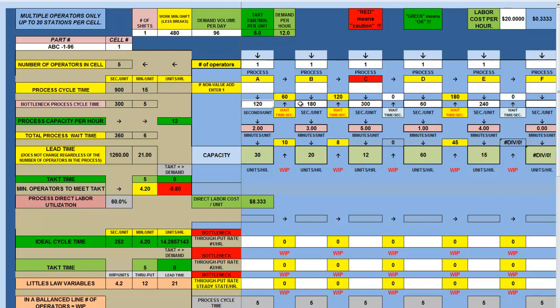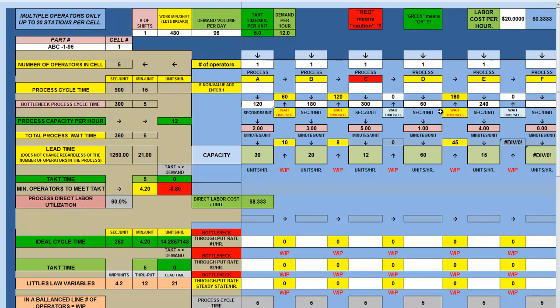Let's review the information we have developed so far. We see the capacities of all 5 of our processes, the bottleneck process, wait times between processes, and the total amount of work in process between each process. If this plan were implemented, we would have 10 units of work in process between processes A and B, 8 units between B and C, 45 units between processes D and E. Capacity is at 12 units per hour, and the direct labor utilization is 60%. Our 12 unit per hour capacity meets TAC or demand, and our direct labor cost per unit is $8.33 each.